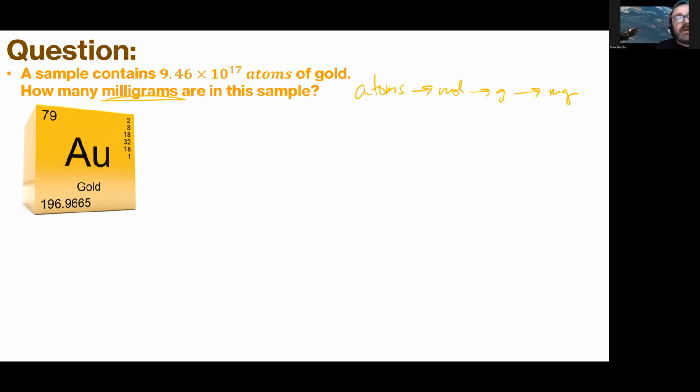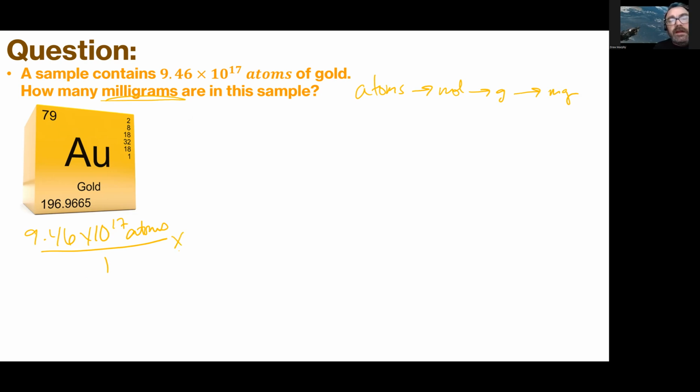So let's get this started. Here's our atoms, 9.46 times 10 to the 17 atoms. You can kind of get a ballpark idea in your head as you're thinking through this. This is less than a mole because a mole is times 10 to the 23rd. This is only 10 to the 17th. So we should get grams that are less than 196 grams.